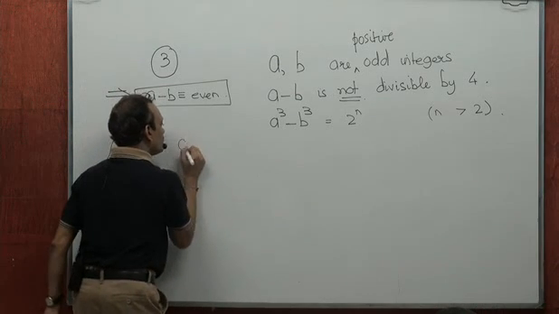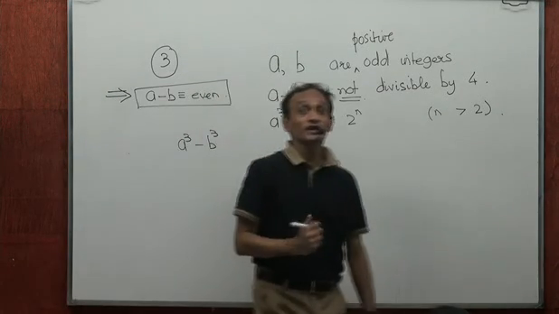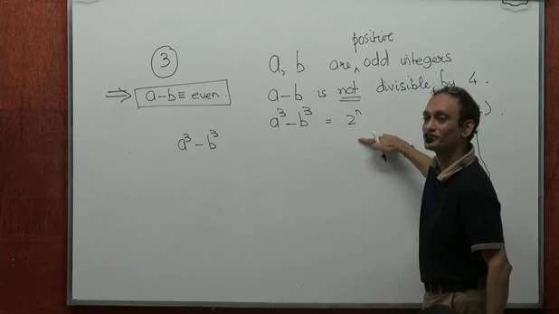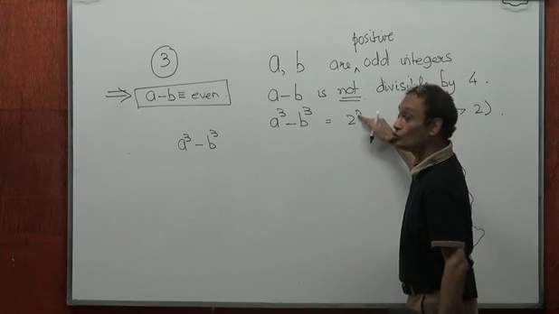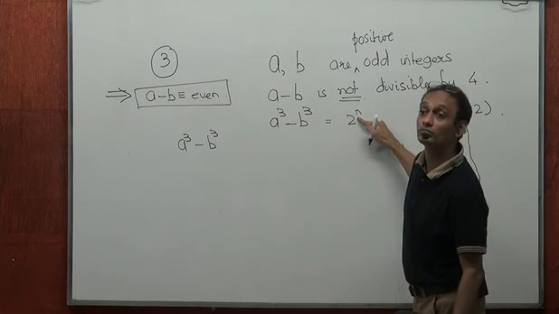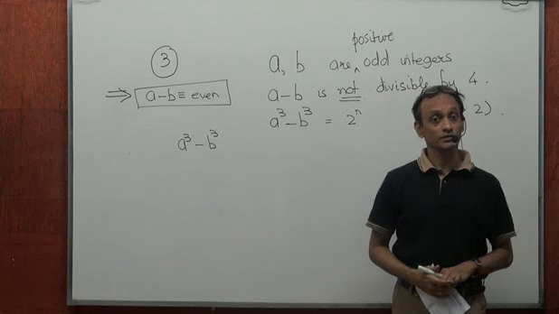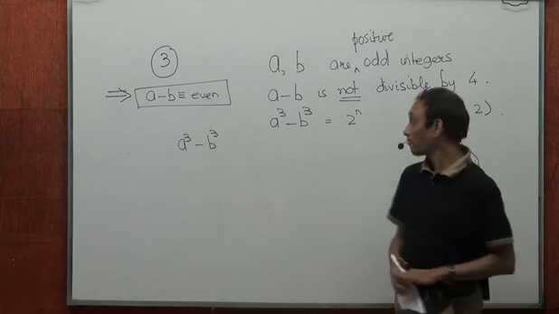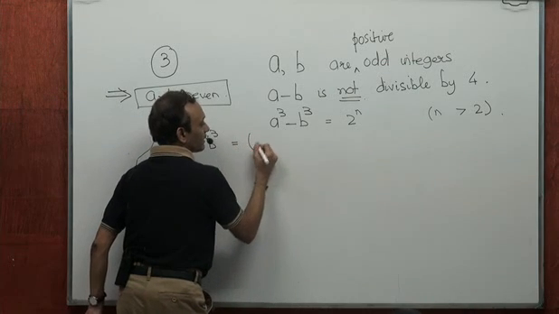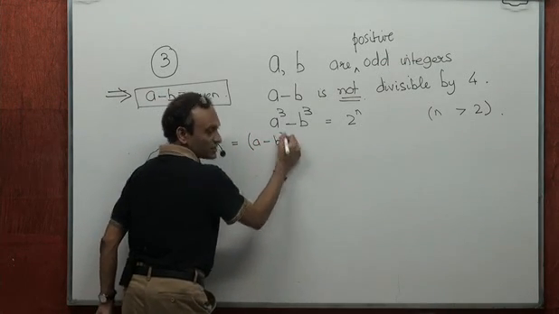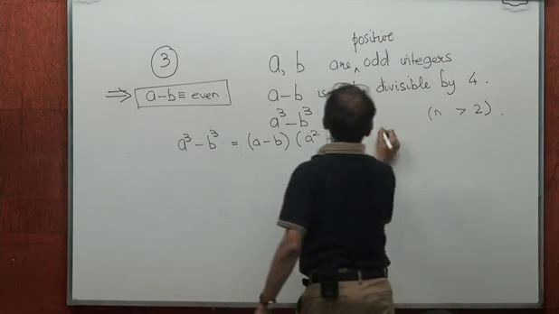So, let me factorize A cubed minus B cubed. I am in the first place examining the feasibility of this occurrence, whether A cubed minus B cubed could be written as a power of 2, where this power is greater than 2. Can that at all happen or not? Let me examine that possibility. Now, A cubed minus B cubed could be looked upon as A minus B times A square plus AB plus B squared. All of you know how to factorize this?